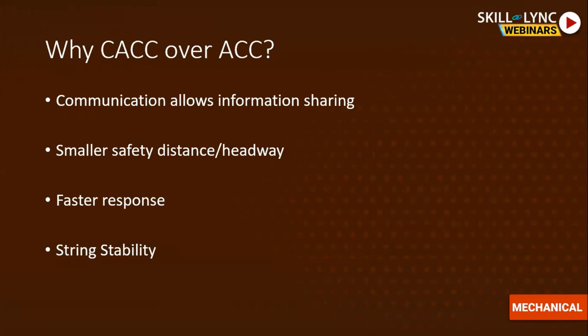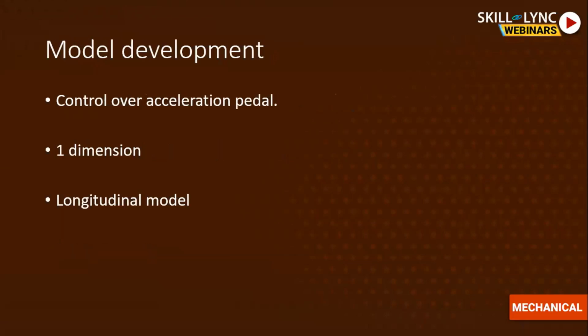As the information is being shared with other vehicles, it has a faster response time as well. And finally, the property that we talked about, string stability: CACC has string stability, whereas in ACC, it is hard to get string stability. What kind of model are we going to use?